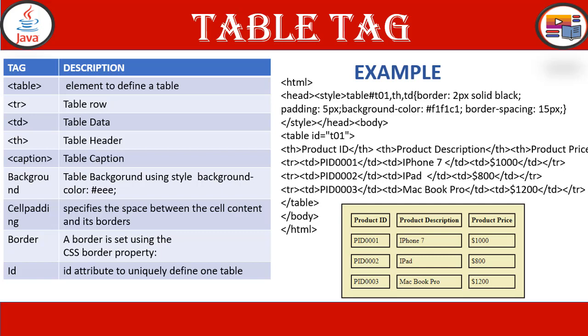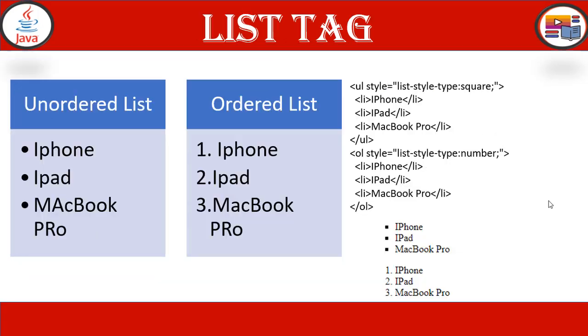So that style will basically be read from your ID. So when we say table ID T01, this is nothing but the same ID, the style ID that is linked to the table, and now this table is going to be presented according to the style mentioned in your style tag. We have caption. You can provide a caption for your table. So this is all about the table tag in HTML.